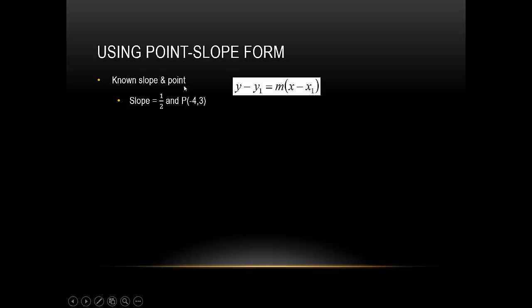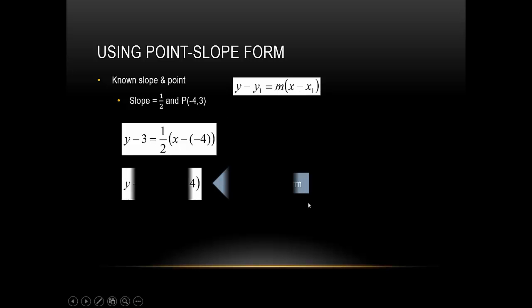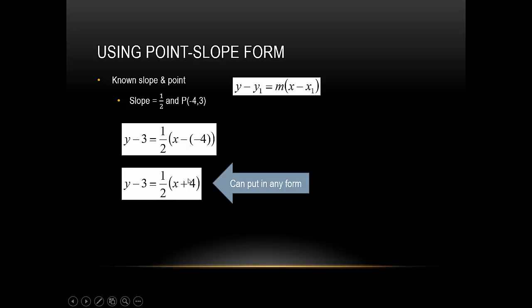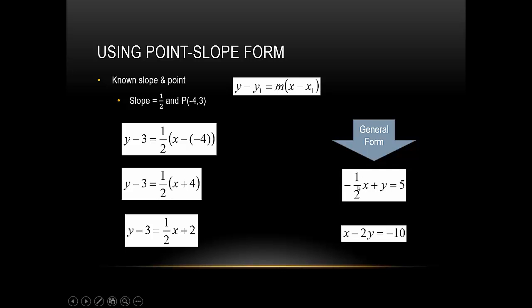So if we have a known slope and a point, I plug in my y1, which is 3. I plug in my slope, and notice this is minus a negative 4. All I did was distribute the negative and negative. And from here, I can put this in any form. I can distribute 1/2 times x, 1/2 times 4, which is 2. I can put this in that general form. Remember that ax plus by equals c? All I did from this step to the next one is multiply every term by -2.